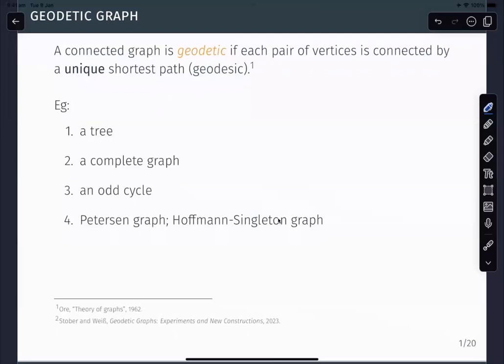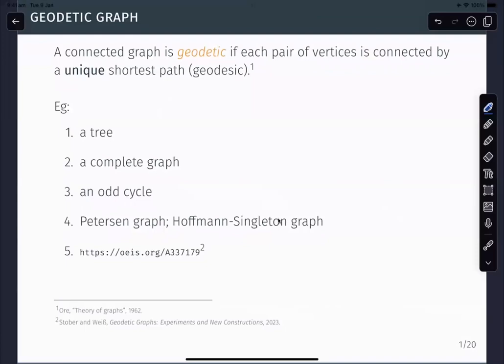And recently, I had a summer student try to enumerate all of them as far as we could without breaking the supercomputer at my university. And recently, Armin and Florian Stober have found all geodetic graphs up to size 25 vertices with an exhaustive search, and found some new ones that we didn't know existed before.